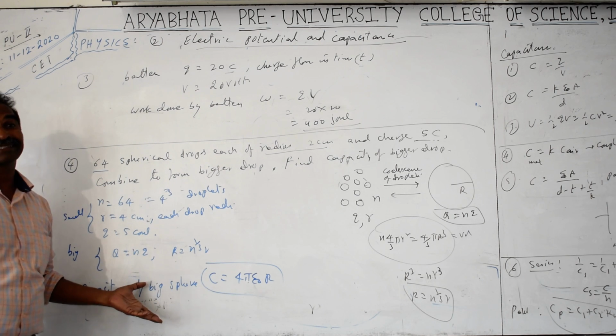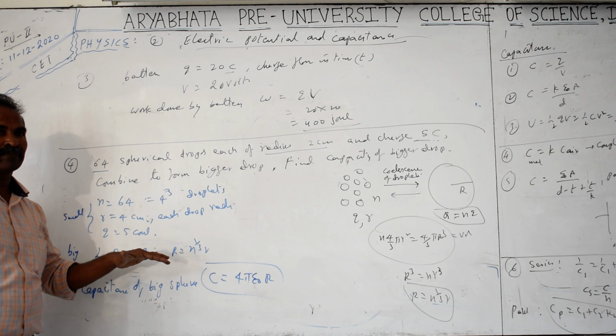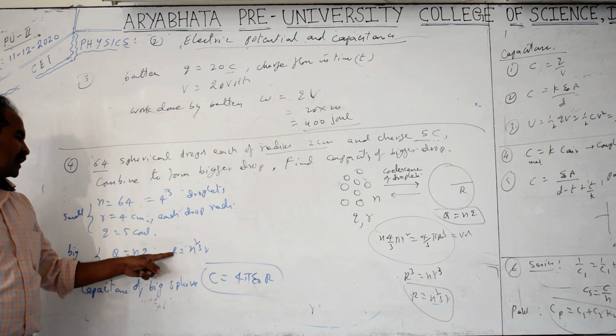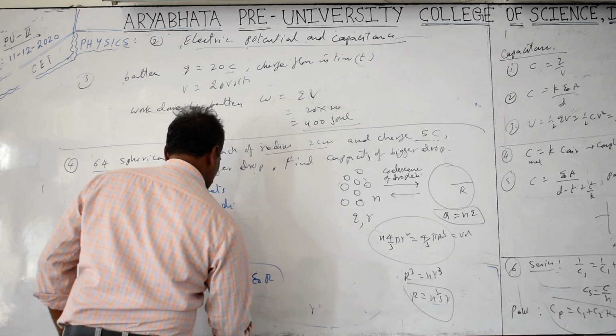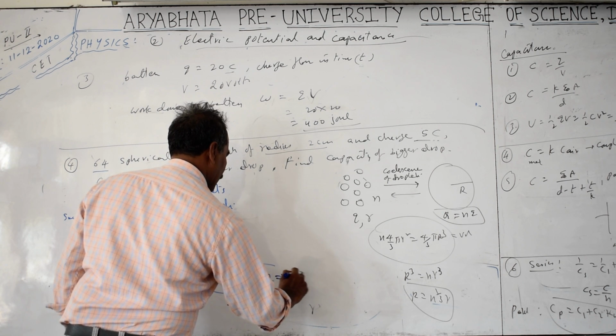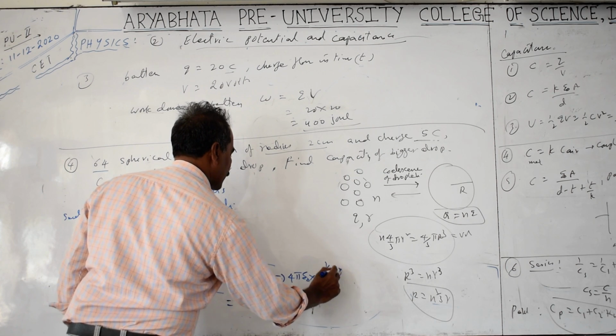Charge is not required. They ask for capacitance, energy, etc. Even though charge is given, it is not required in this problem. So what we require is only 4 pi epsilon naught times capital R. What is capital R equal to? N to the power 1 by 3 into smaller r. That's it. This is equal to 4 pi epsilon naught into N to the power 1 by 3 into smaller r.